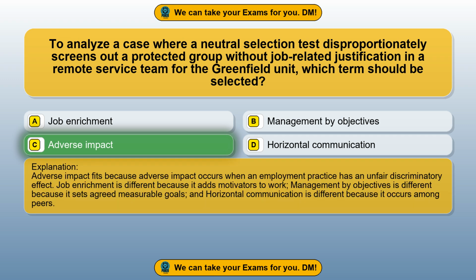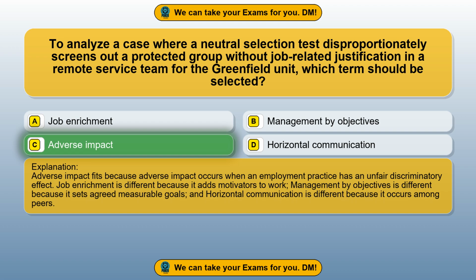Adverse impact fits because adverse impact occurs when an employment practice has an unfair discriminatory effect. Job enrichment is different because it adds motivators to work. Management by objectives is different because it sets agreed measurable goals, and horizontal communication is different because it occurs among peers.